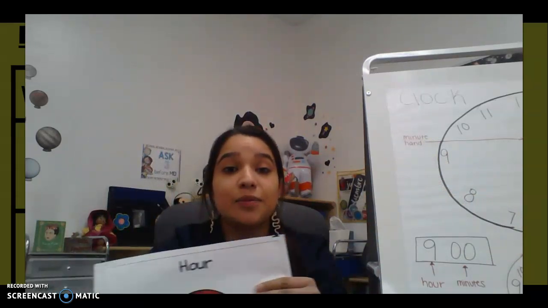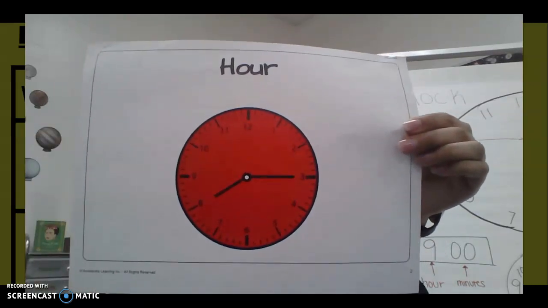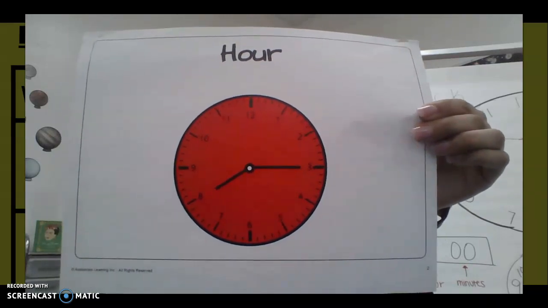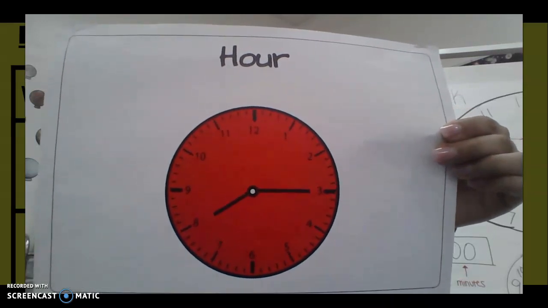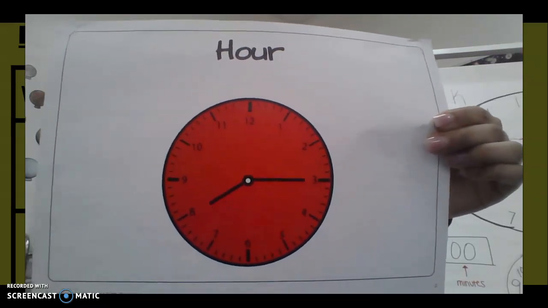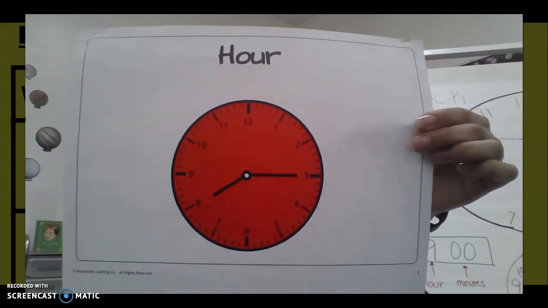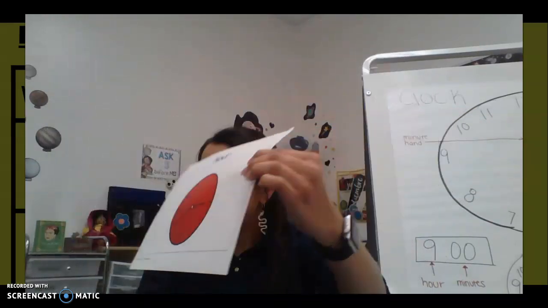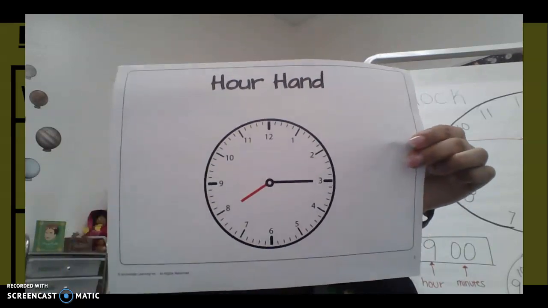Then our next word is hour. So we said that hour is the main number that is represented through the entire clock. So it's the first number we always look at, whether we're looking at a clock or at a digital clock. It's the first number we see and the first number we always say first. That's hour. So let's go ahead and move on to hour hand.